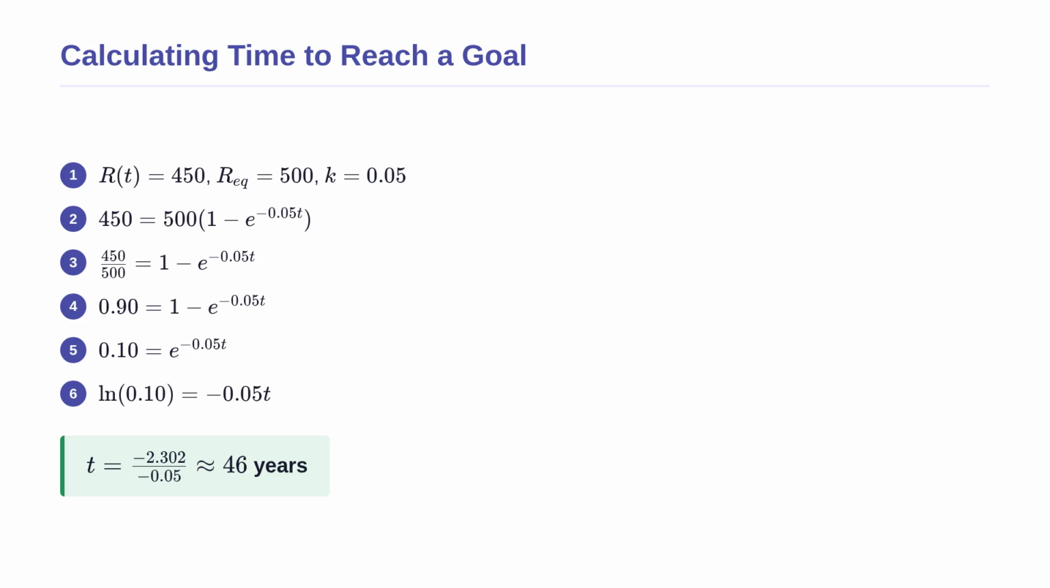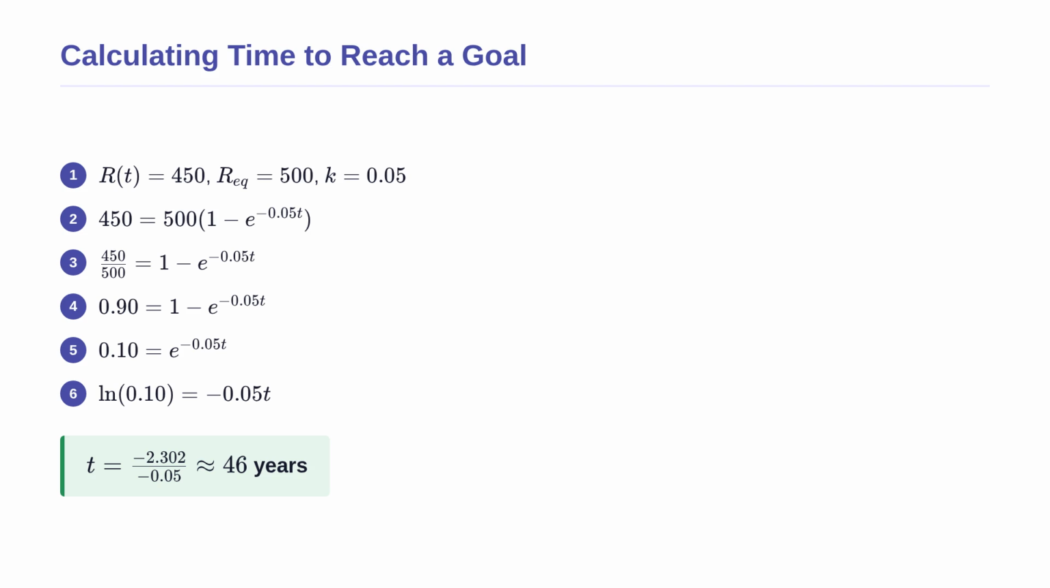Now, let us look at a different scenario where we need to find the time required to reach a specific goal. A degraded wetland needs to recover 90% of its biomass to filter water properly. We are given a current recovery target of 450 kilograms, an equilibrium of 500, and a rate of 0.05. We set up the equation and divide both sides by 500 to get 0.90.